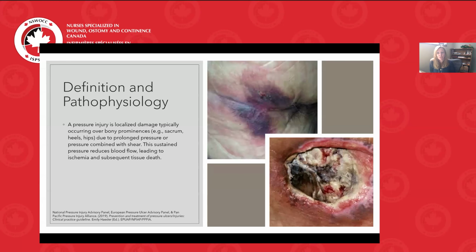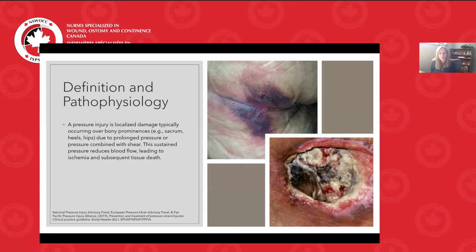So first of all, before we start, we need to define what a pressure injury is. Most of us have seen pressure injuries. We're very familiar with them, but we maybe don't know the exact pathophysiology behind it, or we might not know the clinical or the scholar terminology, what it means. So what is a pressure injury?